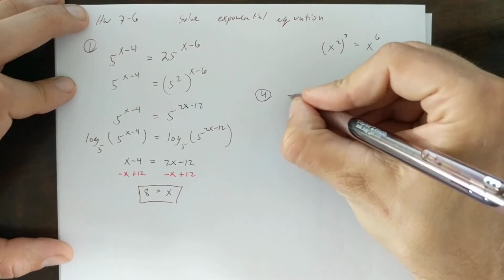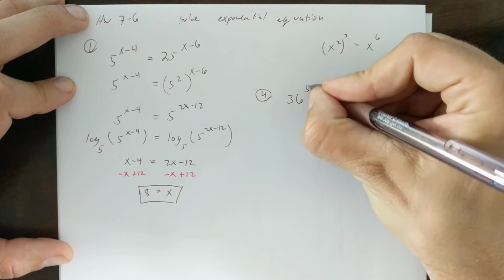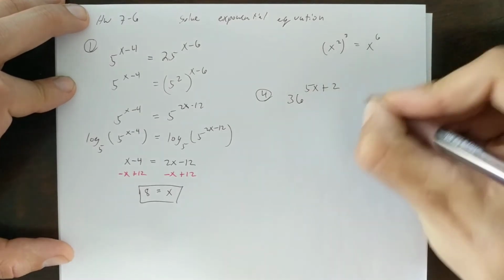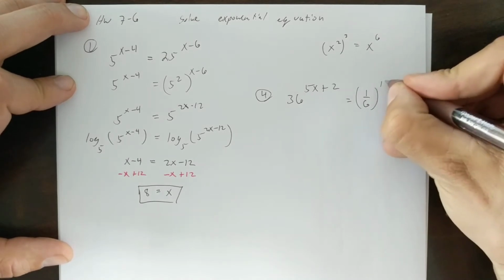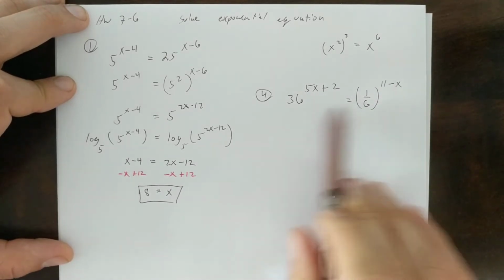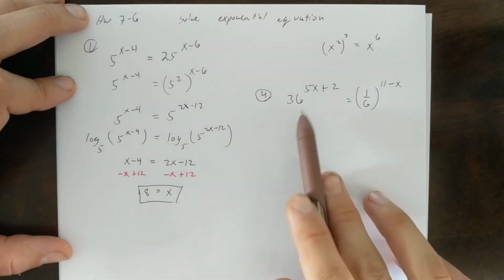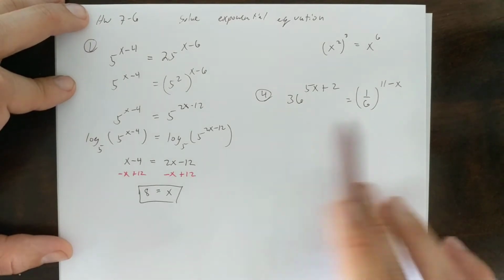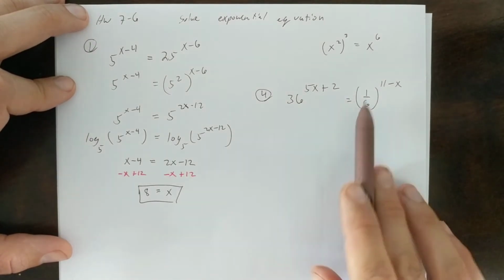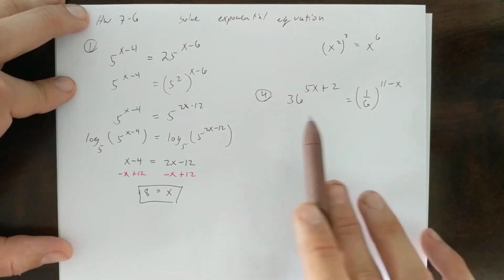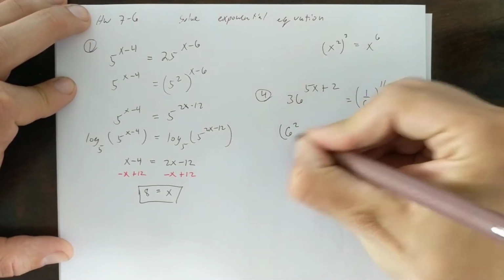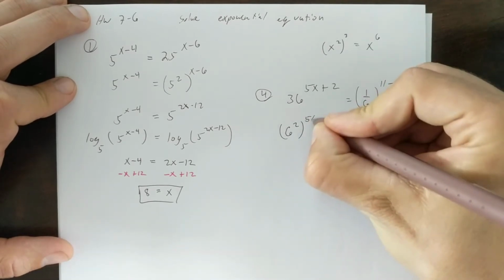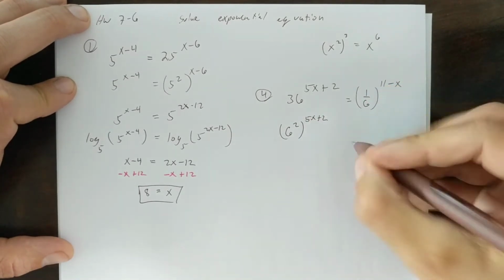Let's do number 4, which is 36 to the power of 5x plus 2, and that's going to equal 1 over 6 to the power of 11 minus x. The reason I really wanted to do this one is that I'm going to have to change the base on both of these. 36 and 1 over 6, I understand that the connection between these is base 6. So 6 squared is 36.